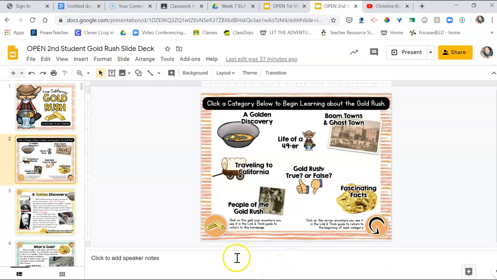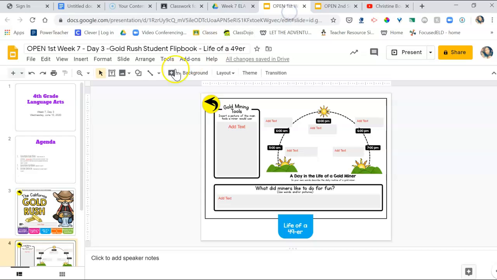You're going to exit out and then you're going to go back to your other slide deck to complete your work. Make sure you go back and look. If you don't remember, go back and look.